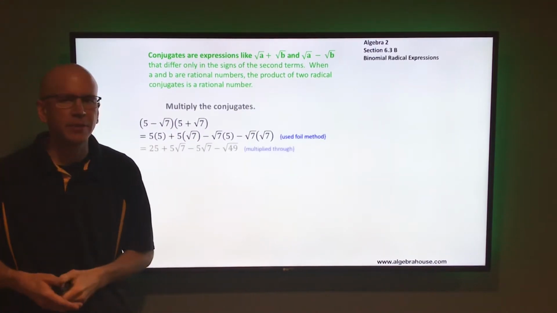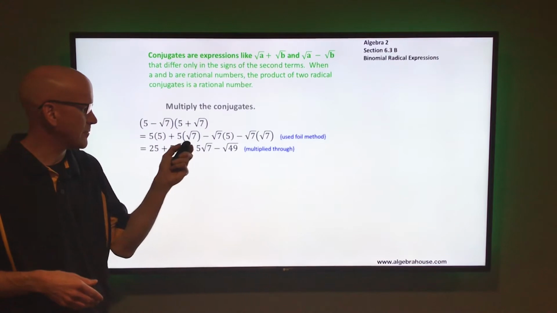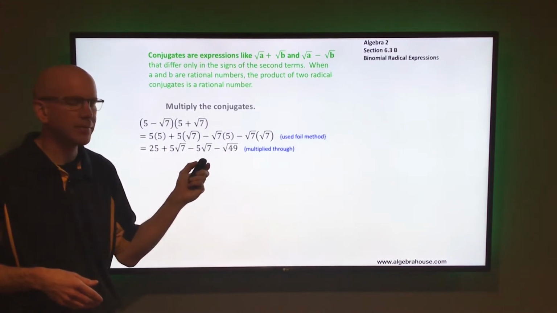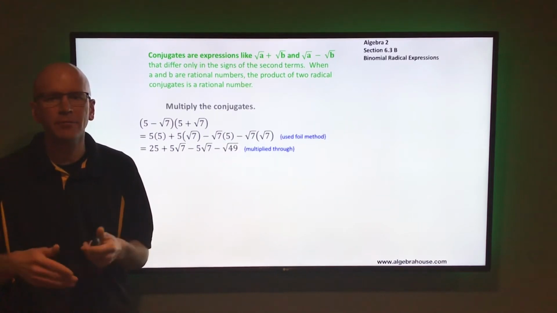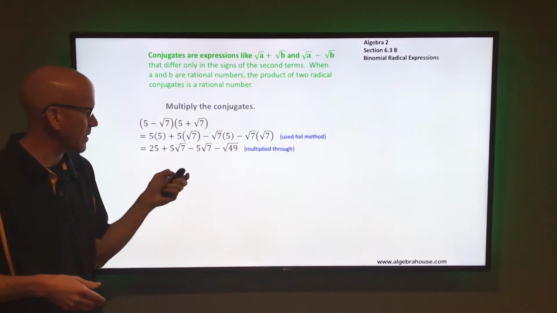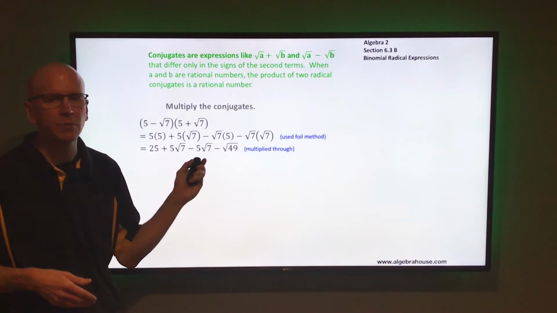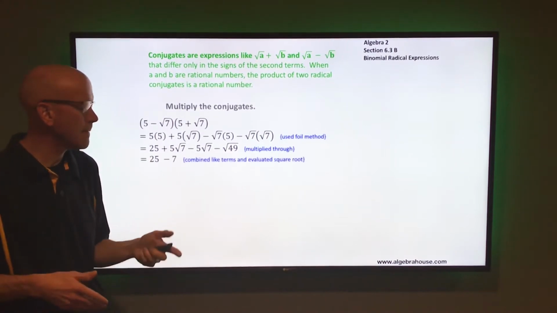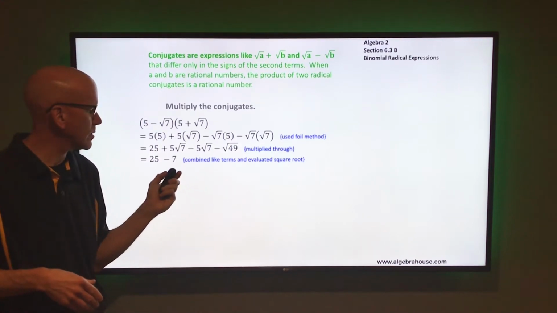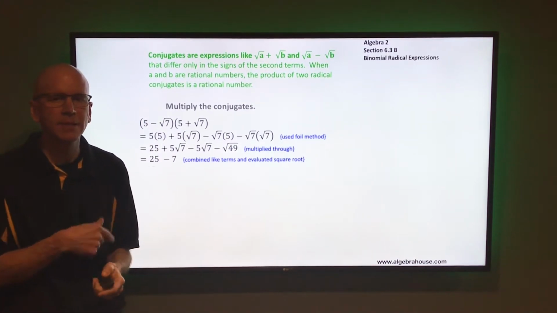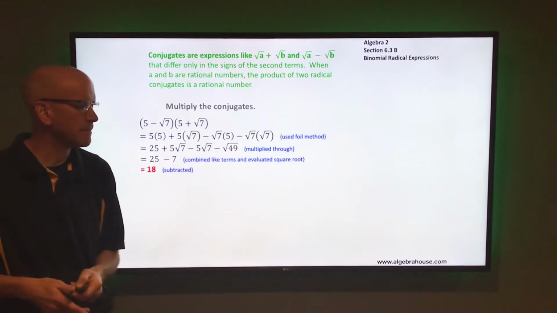Multiply through that, 5 times 5, that is 25. 5 times the square root of 7, negative 5 times the square root of 7, and then negative square root of 7 times the square root of 7, that would be the negative of the square root of 49. Simplify that, combine the like terms in the middle, 5 square root of 7 and negative 5 square root of 7, that would just be 0. On the end, the negative of the square root of 49, that is going to be negative 7. So you have 25 minus 7, and that is 18.